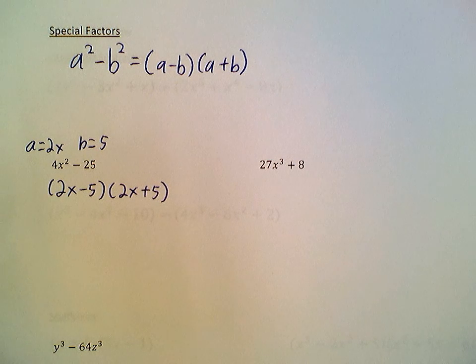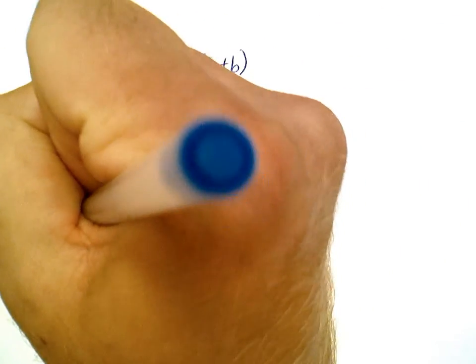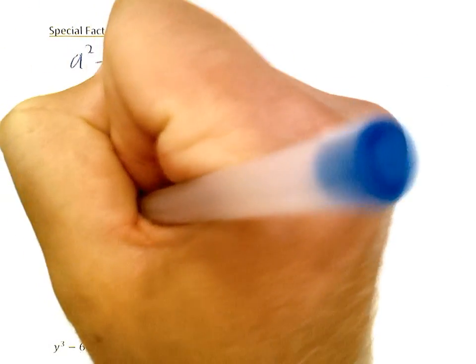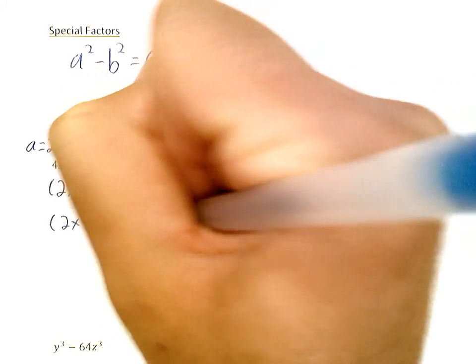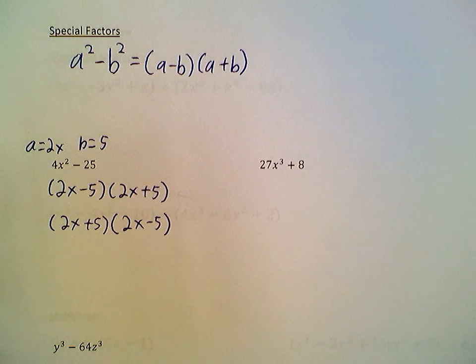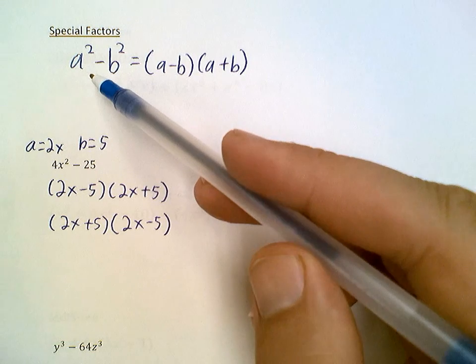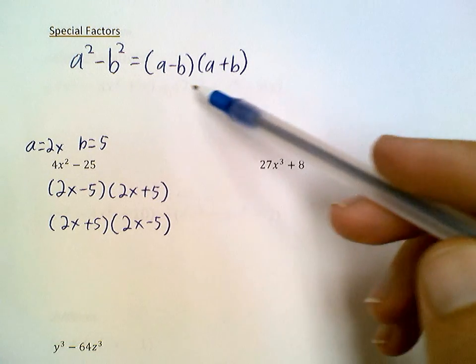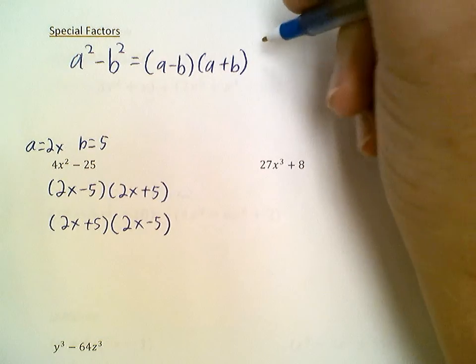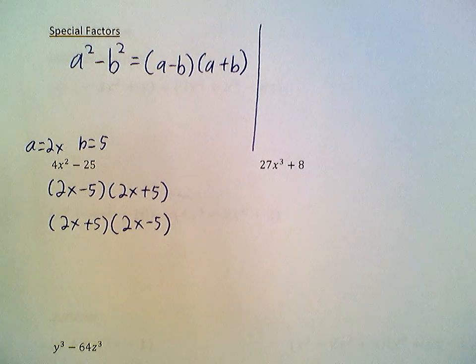This might be a good time to point out that when you factor, order doesn't really matter. So if you put, say, 2x plus 5 first, then 2x minus 5, it doesn't make a difference. It's the same thing because when you multiply, order doesn't make a difference. Okay, so this pattern is called the difference of squares because you're subtracting two squares. There are two other patterns involving perfect cubes that we're going to talk about also: the sum of cubes and the difference of cubes.